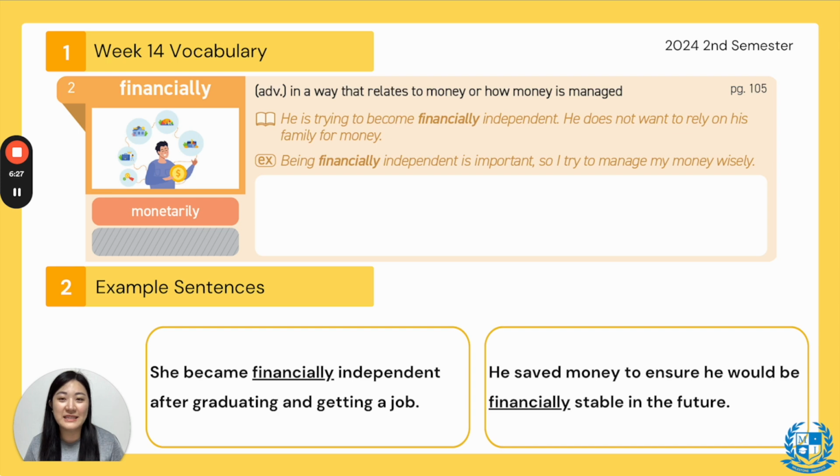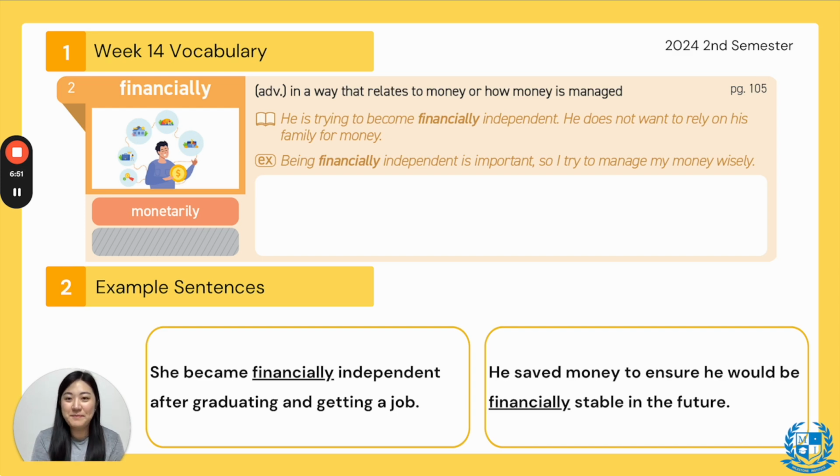In our TED Talks, it says, he is trying to become financially independent. He does not want to rely on his family for money. So again here, financially dependent. So we're talking only about money. We want to be independent, meaning I don't want to keep getting my allowance from my parents. I want to be able to do it by myself. Financially independent.